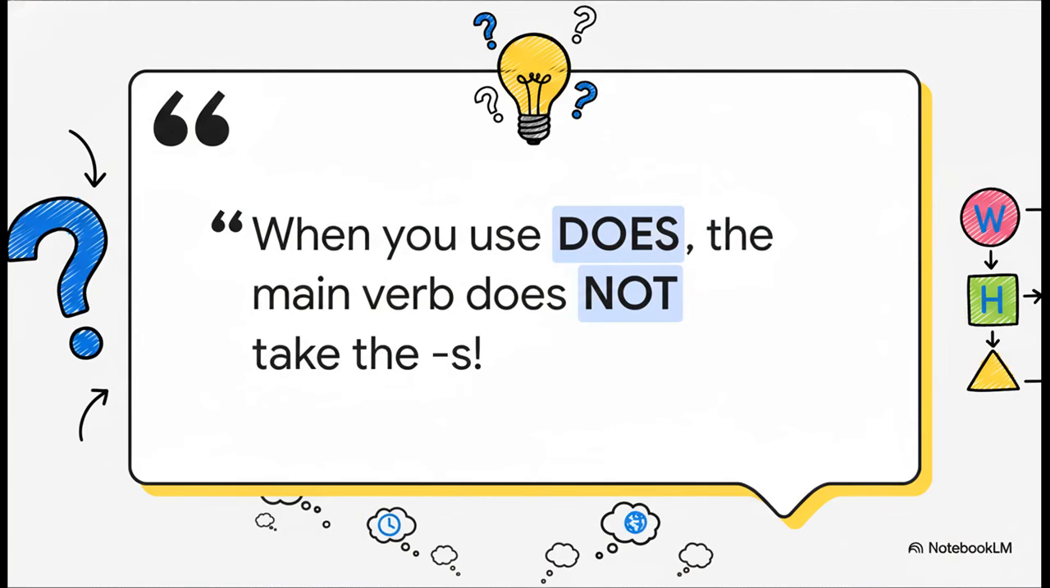Okay, listen up, because this is a super common mistake, and I want you to get it right. When you use does, the main verb does not get an S at the end. Why? Well, think of it this way. The word does has already taken the S. It's like a magnet. Does just pulls that S right off the main verb. So you say, where does he work? Never, ever, where does he works?